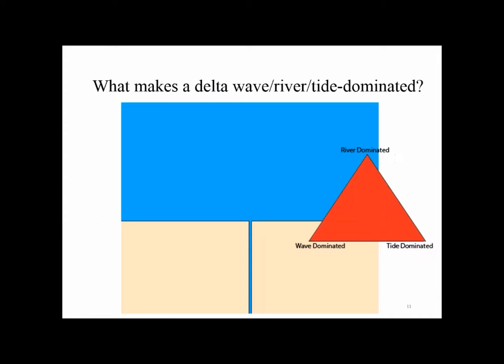So that's where I come in. I asked myself a very simple question: how many tides do you need, or how many waves do you need, before something is wave or tide dominated? In order to predict all deltas globally, I want to quantify this Galloway triangle and say, for a specific delta, where in this triangle it plots.